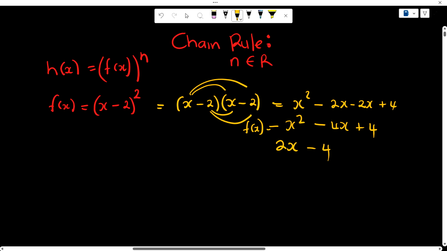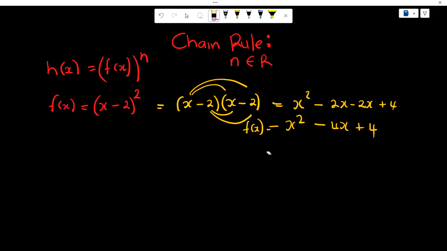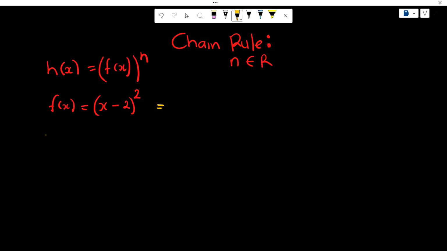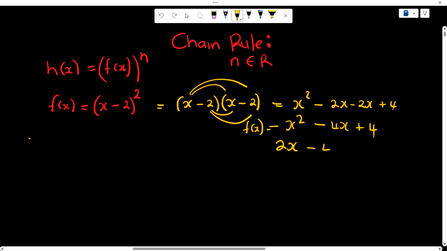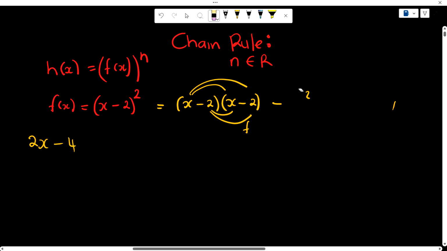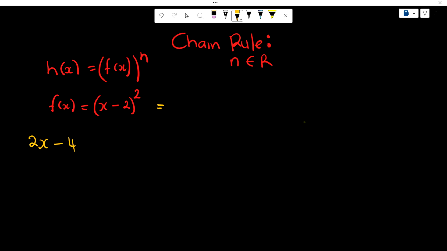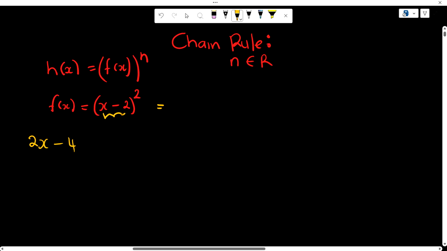But what if I told you there was another formula that we could use to differentiate this? Remember, here we got 2x minus 4. But if I told you there was another method that we could use to differentiate this function? Well, let's let this function here equal h(x). So therefore I have f(x) equal to h raised to the power 2. So in this case I have a function inside, and I also have my value of n.